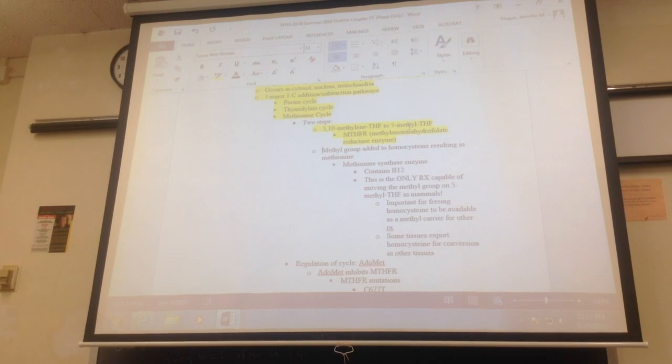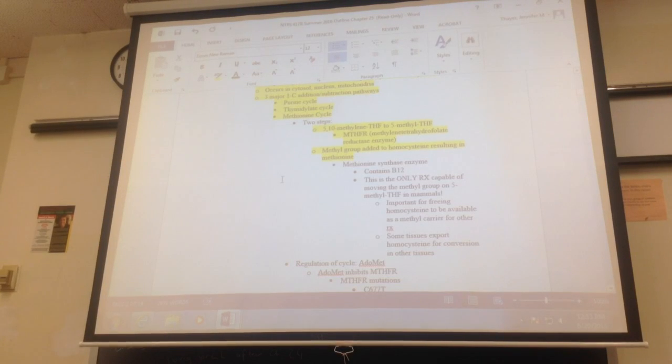It takes that bond that's associated between the N5 and the N10, that CH2, and it makes it so now you have N5-CH3. That means that carbon group is ready to pop off, that methyl group. The methyl group is added to homocysteine, resulting in methionine. We talked about that as well.